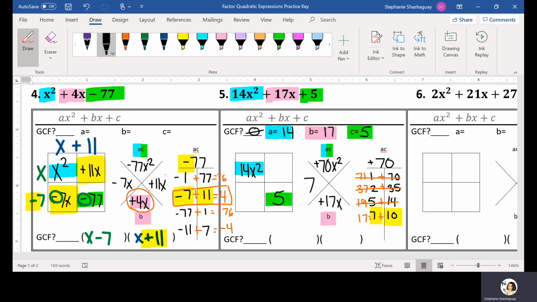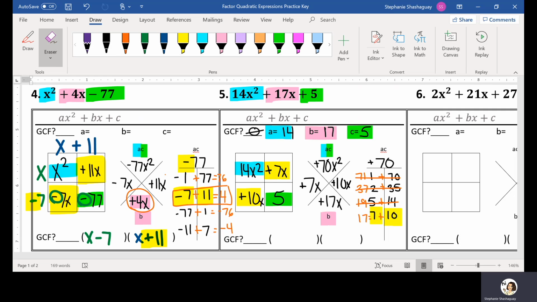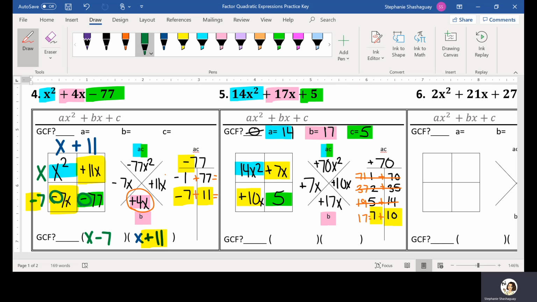So I'm going to write 7x and 10x, both are positive, and I'll use those terms to fill in the box. So plus 7x and plus 10x. Now I need to go ahead and erase this here so I can write in my answers. All right, and start factoring.